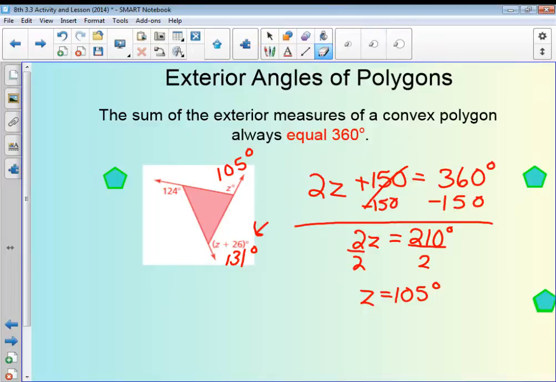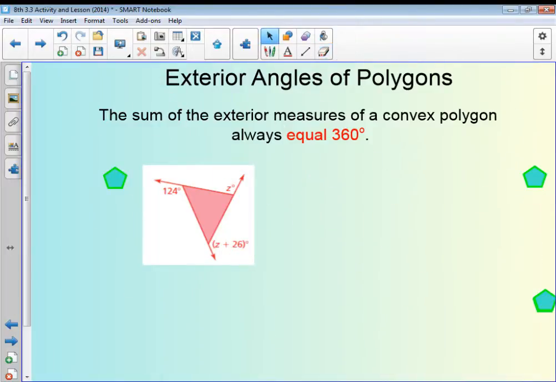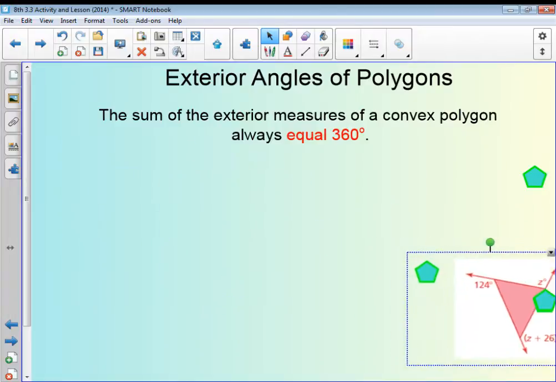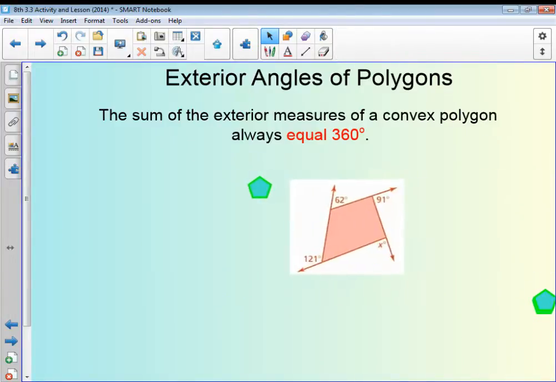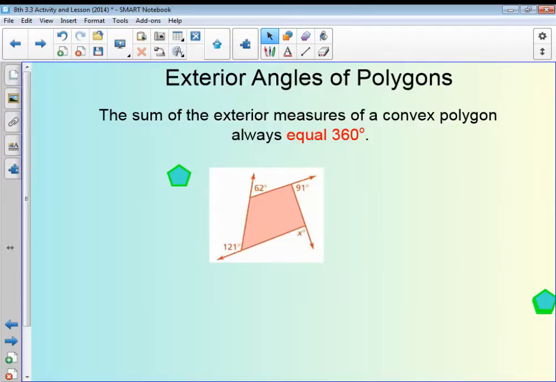Okay, so I want you guys to try one. I'll give you one that's not quite as complicated to try on your own. Go ahead and try this one out. Remember, the sum of the exterior angles of any polygon is going to equal 360 degrees. So go ahead and pause your video and work your way through this one.